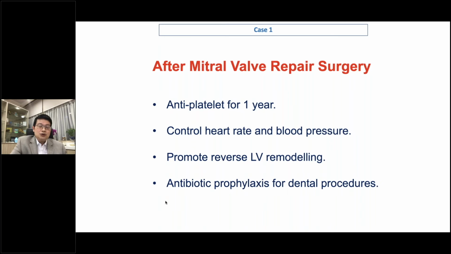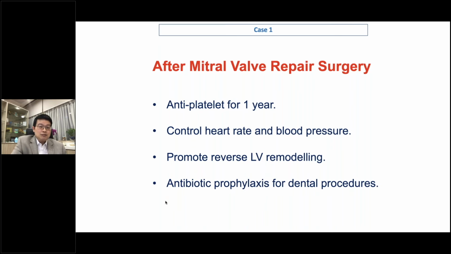It is important to control their heart rate and blood pressure after mitral valve repair. And the lower the heart rate, the better, and the lower the blood pressure, the better. You can think of this as minimizing the stress on the repaired mitral valve. So it's important to maintain them on medications as well after surgery, as well as medications to promote reverse LV remodeling if the left ventricle had already dilated.